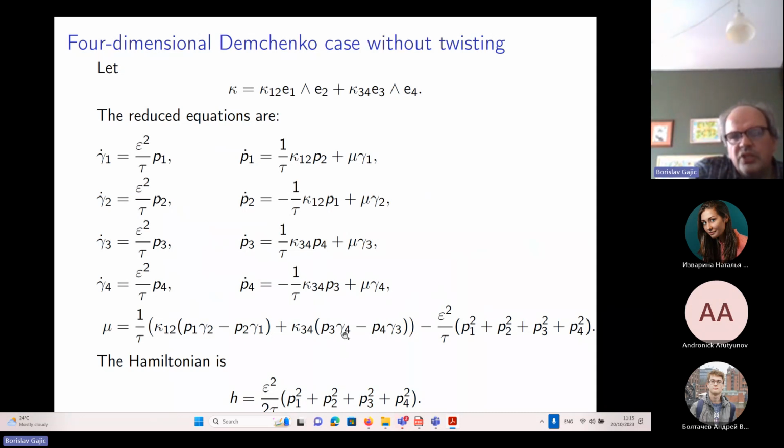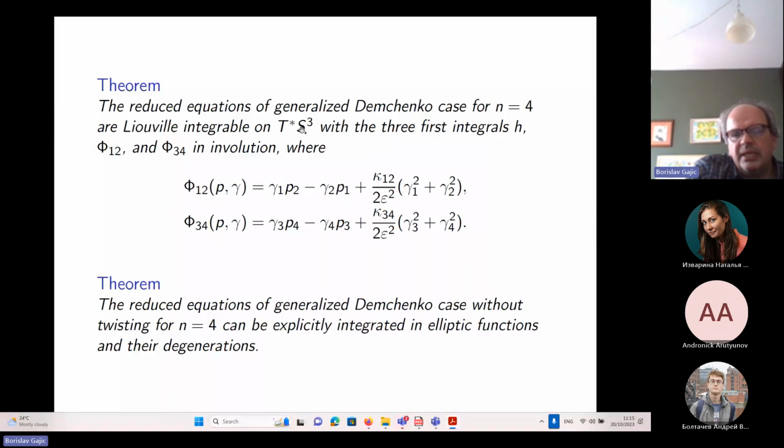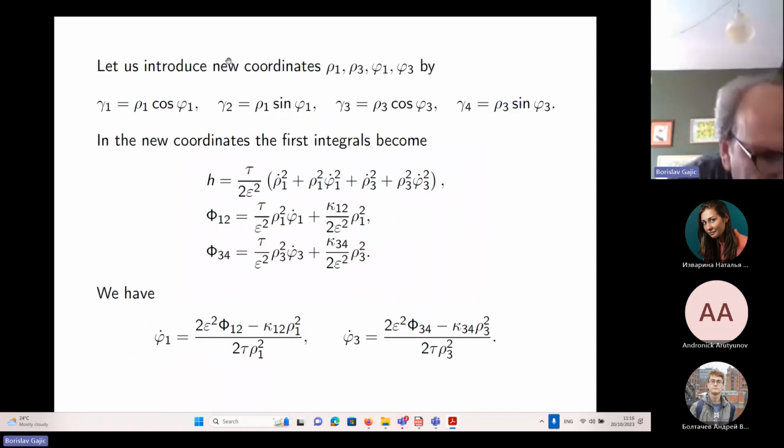The reduced equation is Liouville integrable on the cotangent bundle of the three-dimensional sphere with three first integrals. This is the Hamiltonian, and these two integrals are in involution with respect to the Poisson magnetic bracket, and then we prove that this reduced equation can be explicitly integrated in elliptic functions, and of course degenerate. Okay, degenerations. So how to integrate the system?